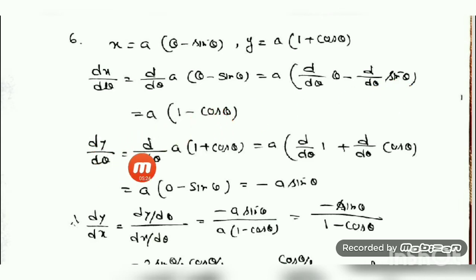Then dy/d theta, that is equal to d/d theta of a into 1 plus cos theta. Okay, and what is a into 1 plus cos theta? a, you just keep it on the right side. The d/d theta of 1 plus d/d theta of cos theta. That is equal to a times d/d theta of 1, constant, is 0, minus cos theta derivative is minus sin theta, plus will become minus, that is minus a sin theta. Now what is the value of dy/dx? dy/dx is dy/d theta by dx/d theta. Put the values. dy/d theta is minus a sin theta, and here it is a into 1 minus cos theta, substitution. Then after that a will be cancelled out, minus sin theta by 1 minus cos theta.